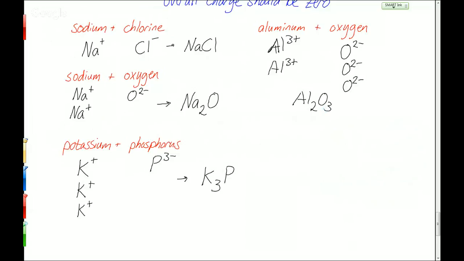When we make an ionic compound, we have to have an overall neutral charge. We have to bring them into balance. Okay. Feel okay about making ionic compounds so far? All right. Let's get to the next part, which is naming ionic compounds.